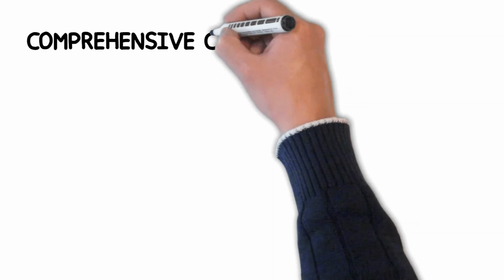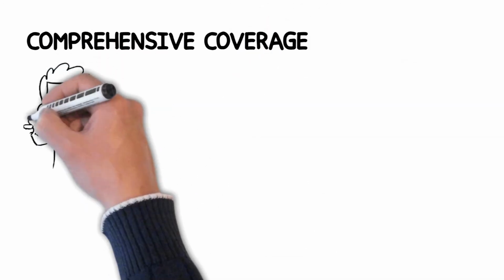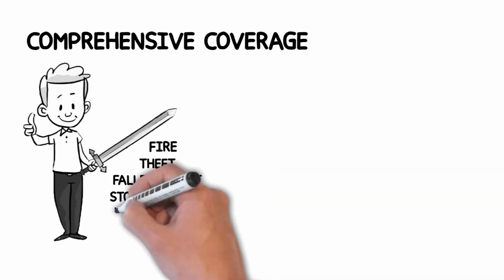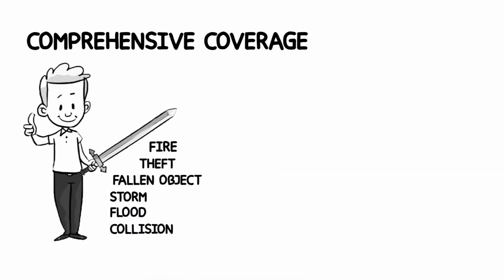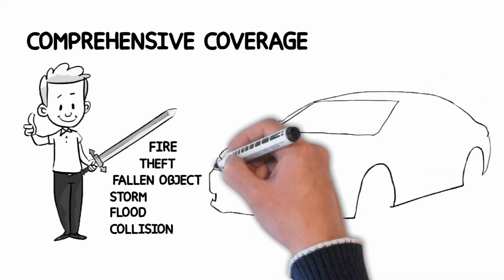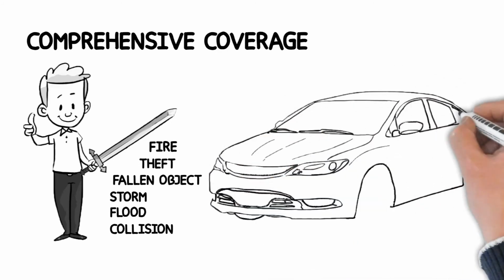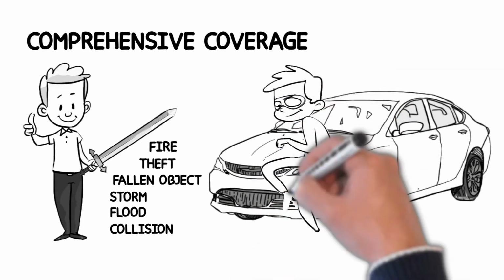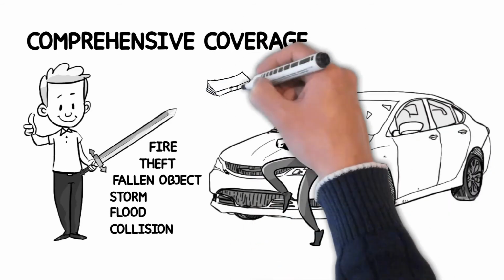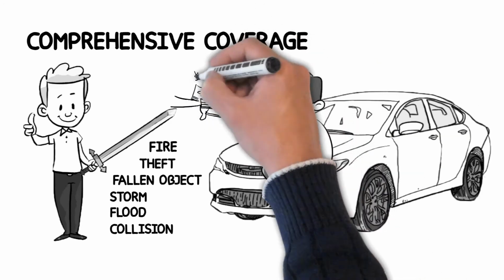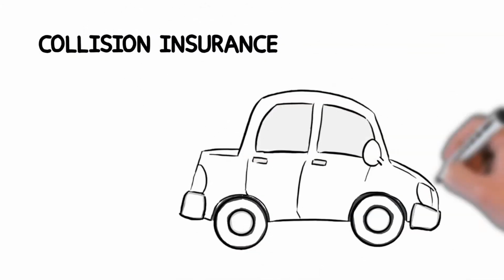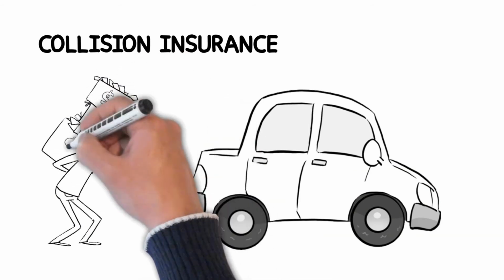The next type is known as comprehensive coverage. This type protects you from losses from fire, theft, fallen objects, storms, floods, even collision with a bird or animal. It also applies when there is no accident involved. It could also include car theft insurance, in case your vehicle is stolen, vandalized, or damaged. This type of insurance is normally required if your vehicle is leased or financed. The next type is collision insurance. This pays for the damage to your vehicle, whether or not the accident is your fault.